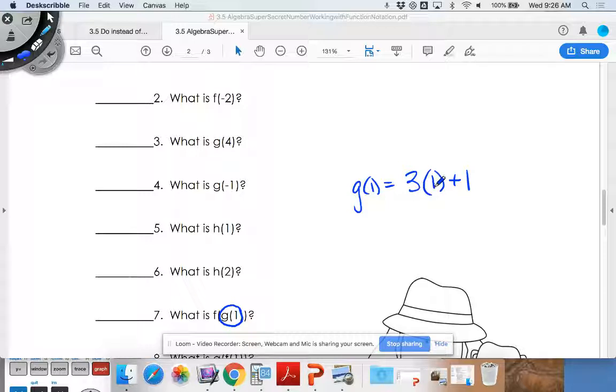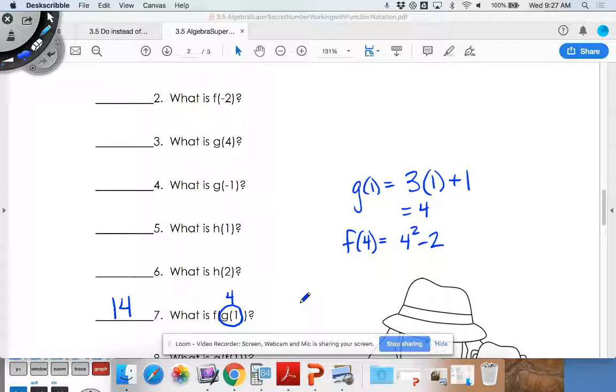So what's 3 times 1? 3. 3 plus 1 is 4. But that's not our final answer because now we're going to the outside. We're going to put a 4 into the f function. So for the f function, it would be 4 squared minus 2. So 4 squared is 16, because 4 times 4 is 16. That's pretty easy.